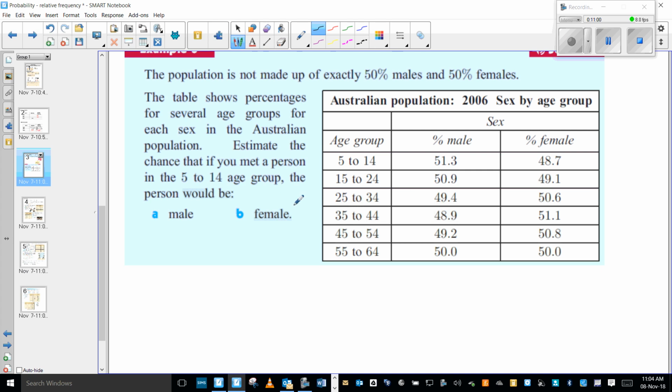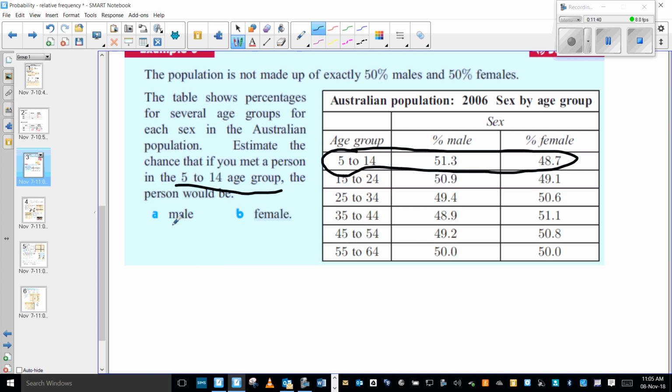Which of these things are we looking at? It's not a trick question. Sarah? That's what the table is looking at, but they've separated into age groups. So for our example, what are we looking for, Georgie? Yeah, so we're only looking at this group here because the question says 5 to 14 age group. What's the probability that the person's going to be male?